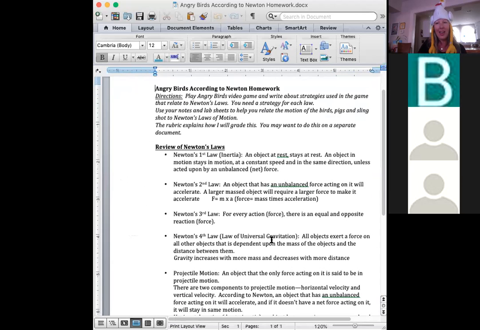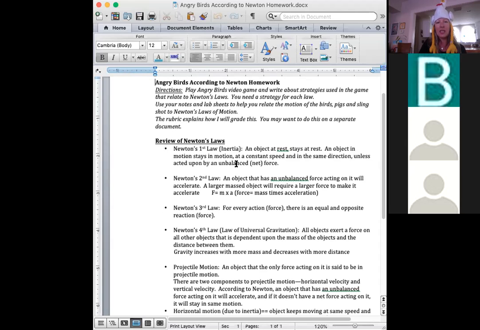And then you're going to write, yes, you do have to write, strategies for me, how to be successful at this video game using Newton's laws. So there are actually 5 things that you will be showing me a strategy for. So far, you only know of Newton's 3 laws. Newton's first law of inertia, second law of acceleration, and third law, action and reaction.